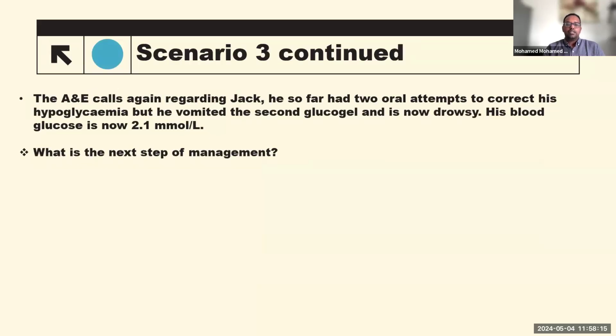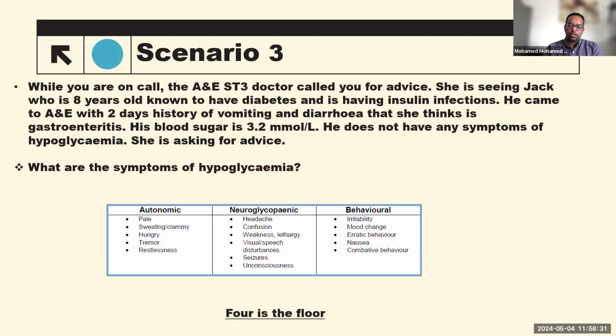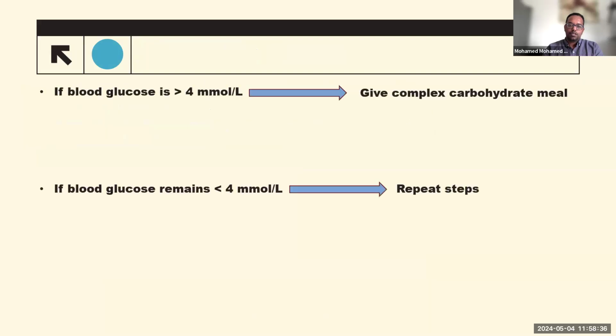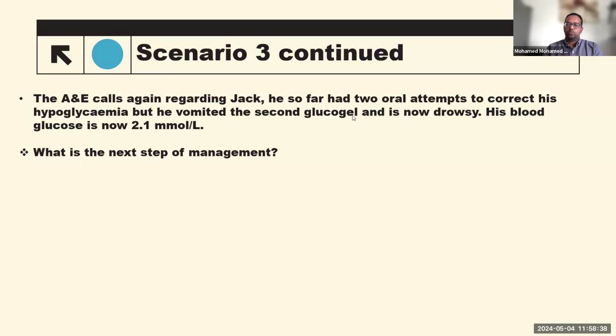As for this Jack, she calls again. He so far had 2 oral attempts to correct his hypoglycemia, but he vomited the second glucogel and is now drowsy. His blood glucose is now 2.1. What was it when he came in? It was 3.2. Now it's 2.1. What would you do?